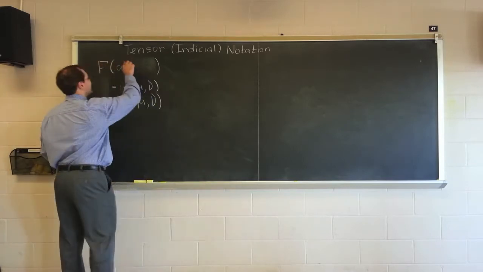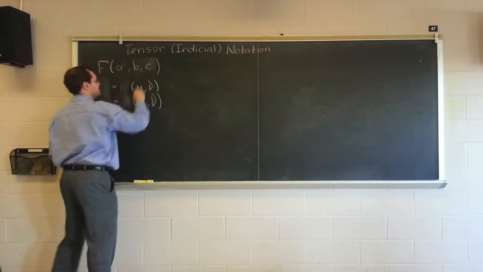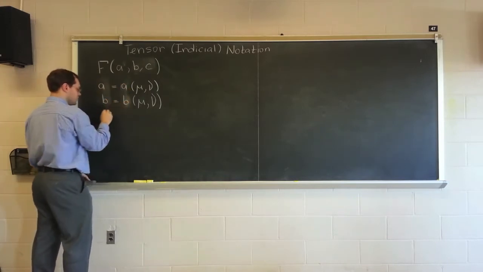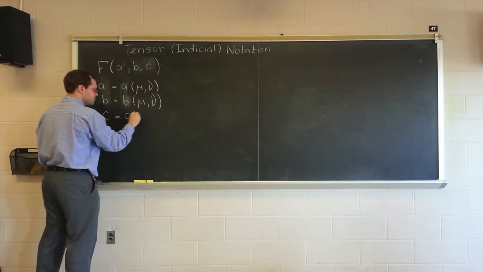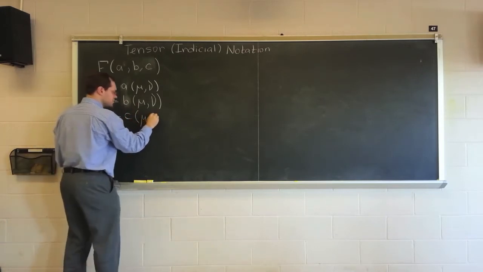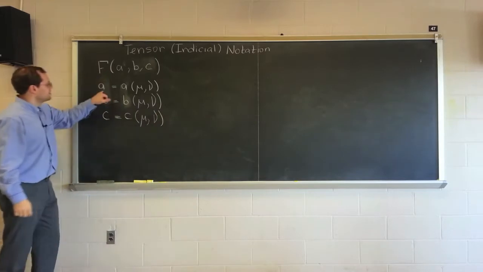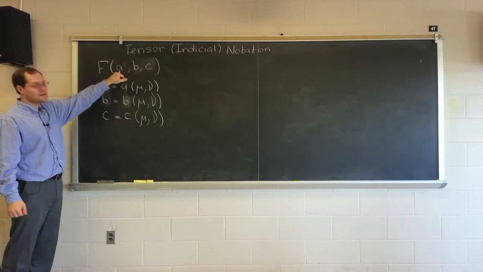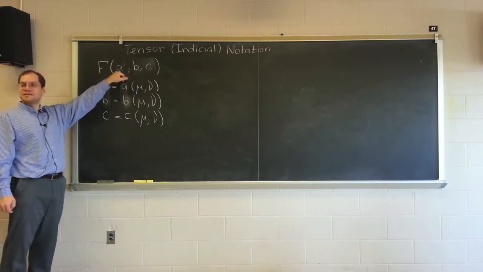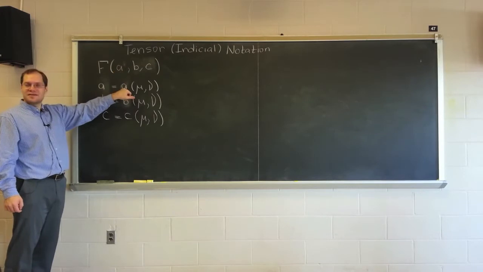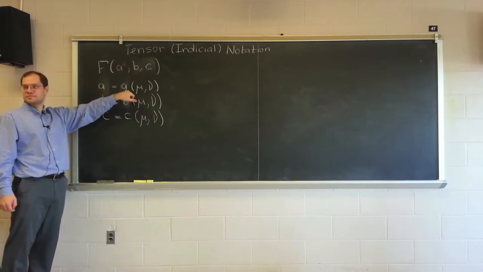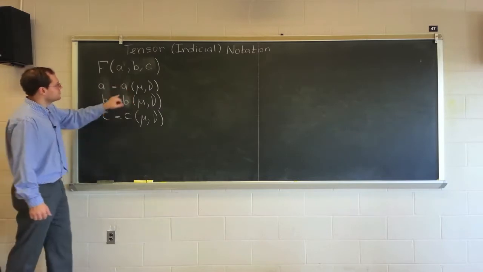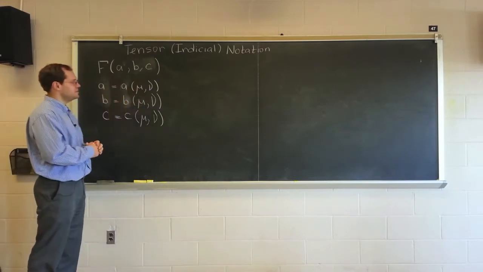I think it's worth it. A, B, and C. And each one of these is a function of mu and nu. So be on your toes, because right here, A represents two different things. When it's here, it's an independent variable. But when it's here, it represents a function of mu and nu. So this overloading of letters happens all the time. So just be aware of what A, B, and C we mean.